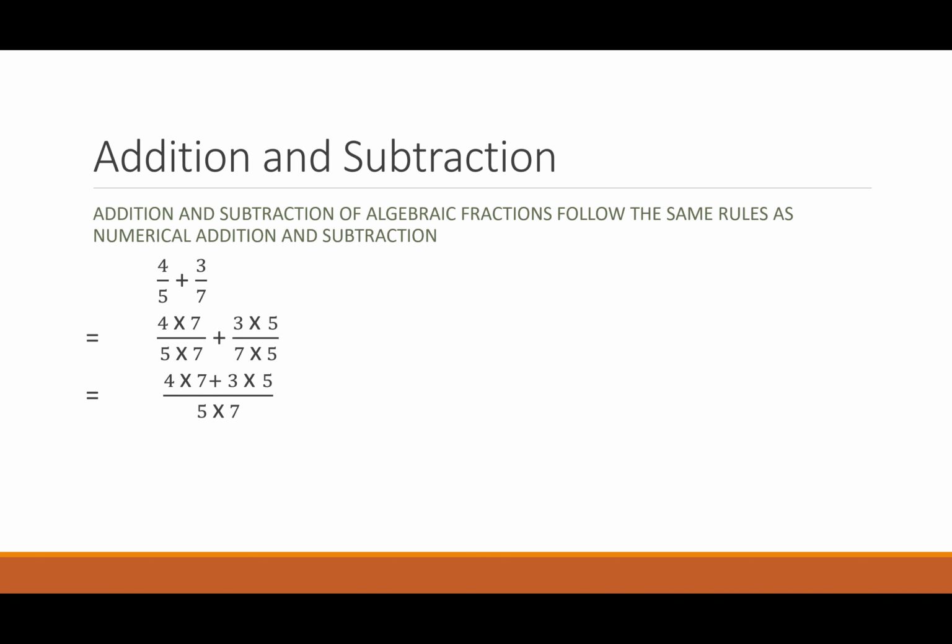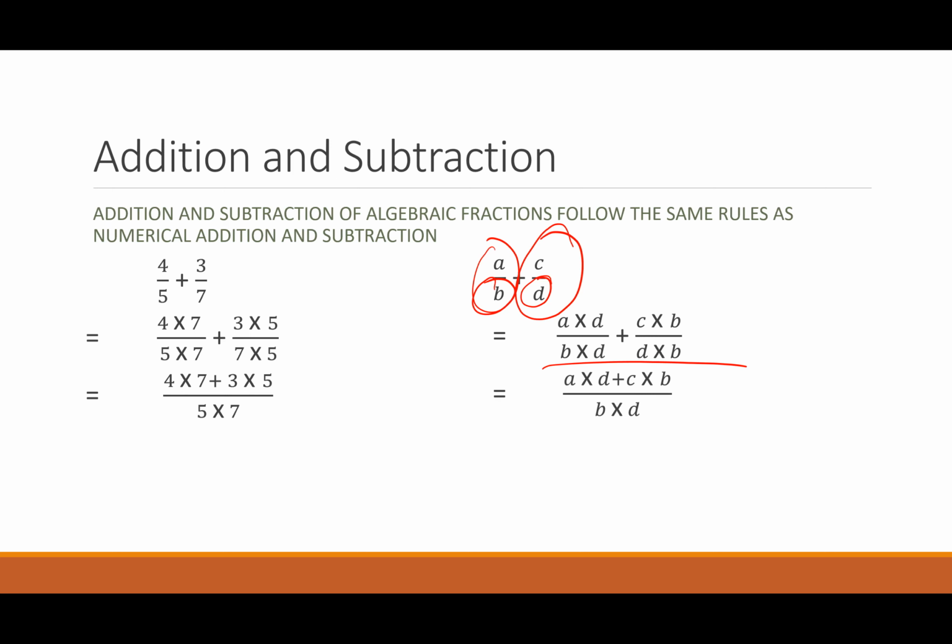Algebraic fractions have the same rules. If you start off with a over b plus c over d, in order to make the denominators the same, you multiply this one by d and that one by b, so you're left with this, and then that simplifies down to this. And just as a final reminder, with algebraic expressions you don't have to write the times. So this will simplify down to AD plus CB over BD.